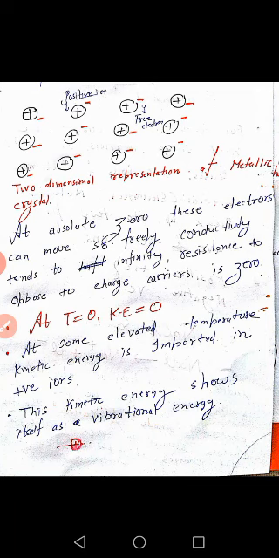At absolute zero, these electrons can move so freely. So here you can write the conductivity... okay, I will correct it, and I will send you. Whenever I send it, I will correct this mistake. So the conductivity tends to infinity, and the resistance to oppose the charge carrier is 0. So at T equal to 0, kinetic energy is 0.